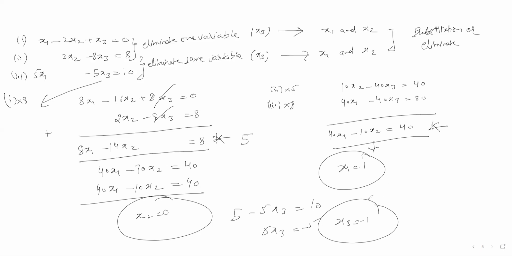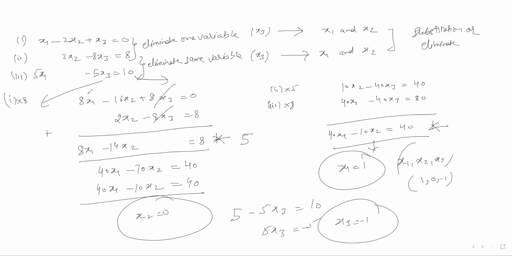After that, we can substitute these values in any of the given equations to check whether our solution (x1, x2, x3), that is (1, 0, minus 1), is satisfying or not. Like if I substitute in this, I will get 5x1, means 5, and minus 5 into minus 1, plus 5. So I'm getting 10, right? So after solving, we can substitute and then find whether our solution is correct or not.